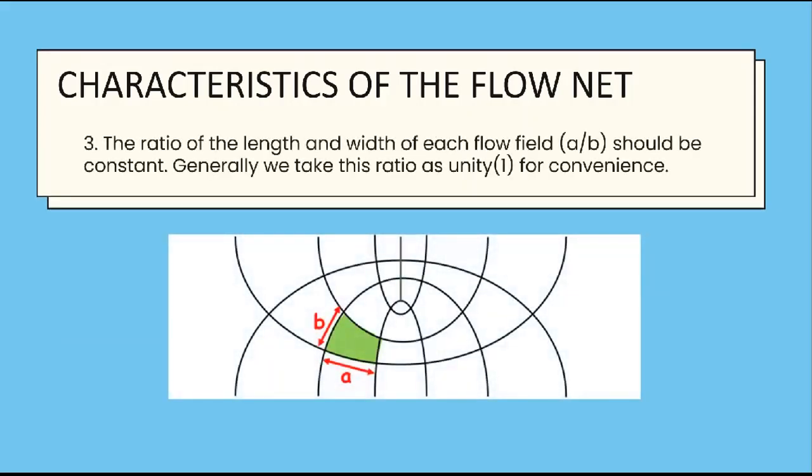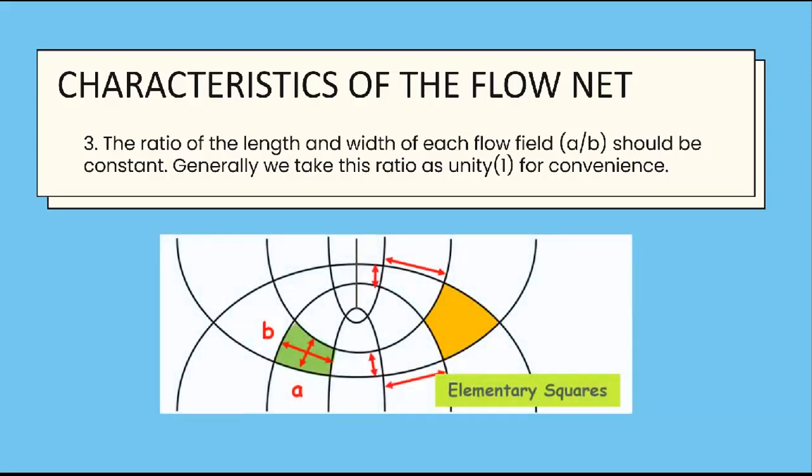And the third characteristic is the ratio of the length and width of each flow field, which is represented by A and B. So the ratio of A and B is A over B, and it should be constant. So generally, we take this ratio as unity or the value of 1 for convenience.